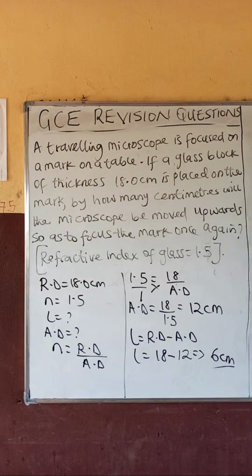All right, so let's move to the next one. Osakwe, the answer is 12 centimeter. That is the answer to the apparent depth. Once you are done with that, you now proceed by solving the lateral displacement by subtracting from real depth, and the answer will be 6 centimeter. Is that clear? All right, let's go to the next one.